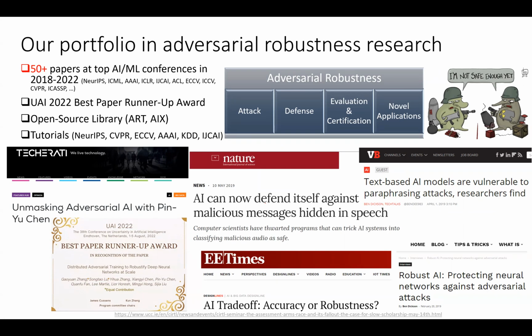I should comment that this is one of the very few fields that has caught the attention of everyone, including academic researchers, industrial researchers, as well as the general audience. The adversarial robustness covered in this paper includes four different dimensions: attack, defense, evaluation and certification, and novel applications.